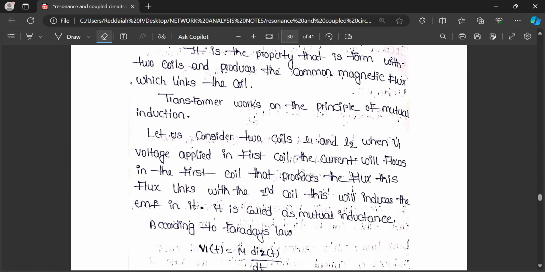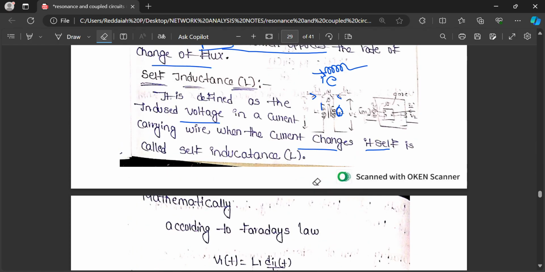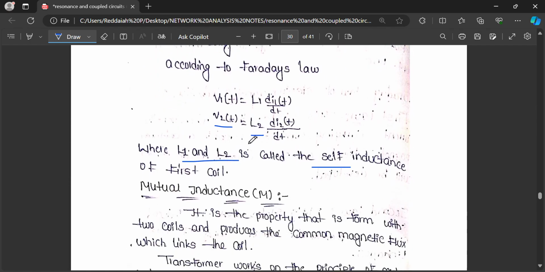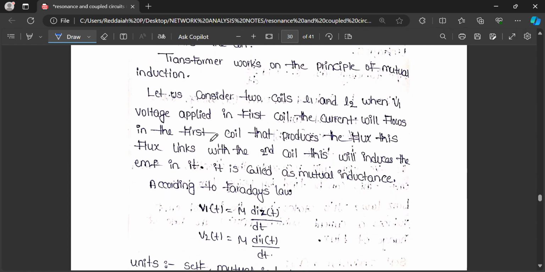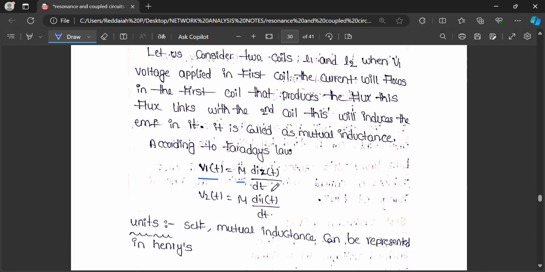Let us consider two coils L1 and L2 having voltages V1 and V2 applied. V1 is the voltage applied here, and V2 is the output obtained from the other coil. This is the transformer, which has a common magnetic core. We studied this in B3E. According to Faraday's law, V1(t) equals M di2/dt and V2(t) equals M di1/dt, where M is called mutual inductance.